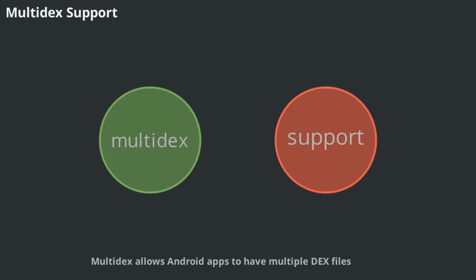Multidex allows Android apps to have multiple dex files, necessary when method references exceed the 65,536 limit. The Multidex support library manages multiple dex files seamlessly. Enable Multidex in build.gradle and add the support library to handle large codebases efficiently.